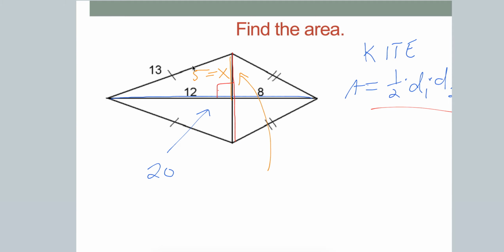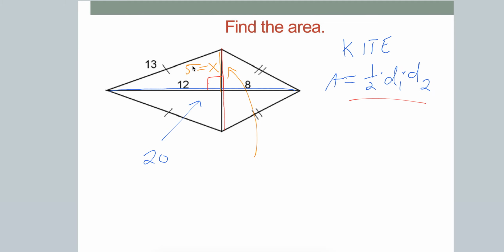Another thing that we know about kites is that one of the diagonals, the longer diagonal, so specifically this diagonal, bisects the shorter diagonal, meaning it cuts it into two congruent pieces. So this is congruent to this. And if this is 5, that means that this also has to be 5. So that's just using the property of a kite, that the long diagonal bisects the shorter one. So now we know that the full length of that second diagonal is 10.